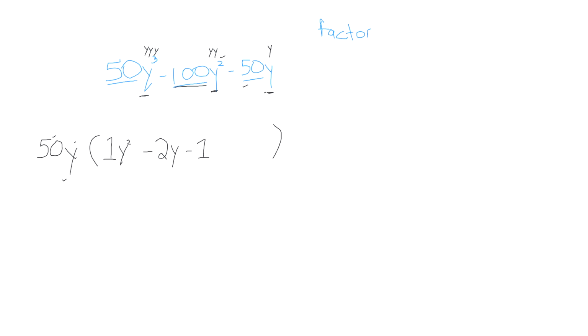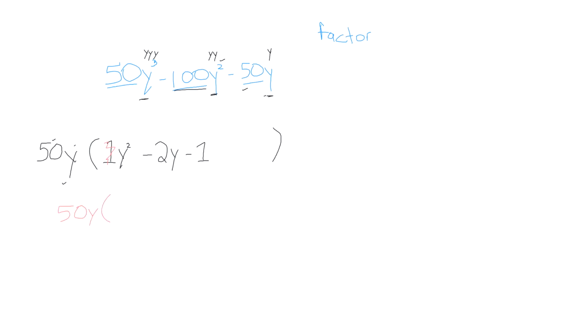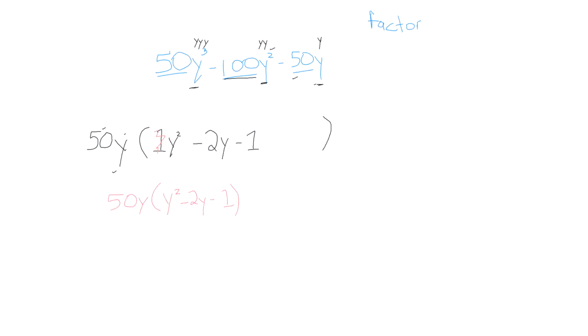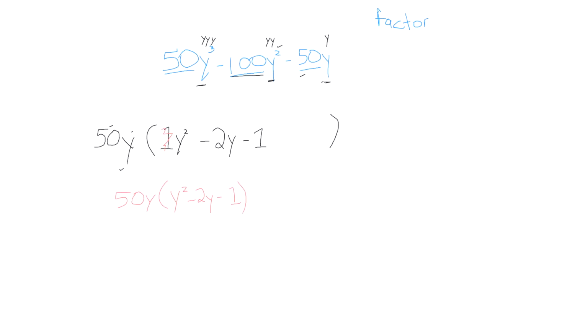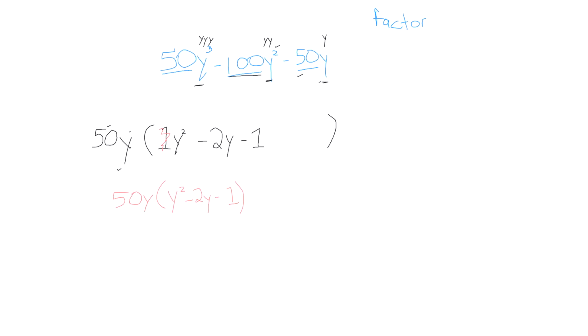So I'll rewrite this without the 1 in front, because that's just for us to work it. So the factors of this expression will be 50y times y squared minus 2y minus 1. Right? Yes. Okay. Let's do another one.